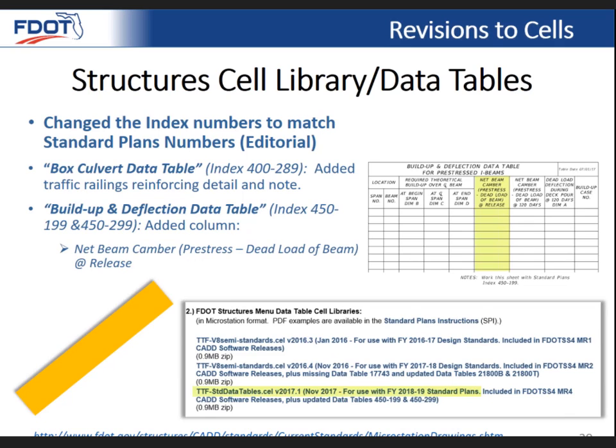As far as the data tables, which are included in the structure cell library, one significant change has been the addition of a new column to the build-up and deflection tables for the I-beams and the U-beams to note the expected net beam camber at release. This gives the producer a benchmark to monitor during the camber growth of the beams. So that was included at the request of our materials office and the producers. Designers are required to include that information, which they already have calculated during the design phase.